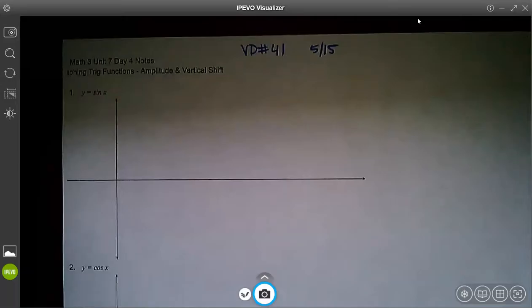Okay, guys, 2 more days of Math 3 and you're done. We're going to start with graphing trig functions. My printer cut off a little bit of the title there, sorry.